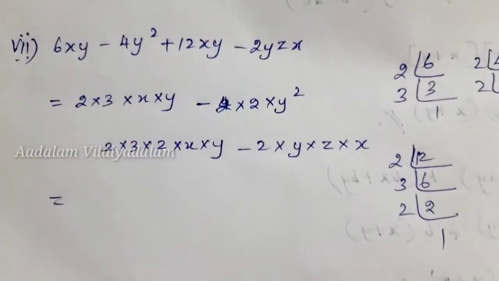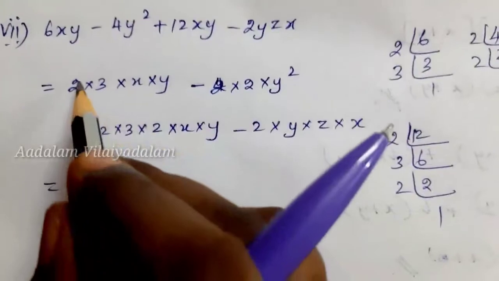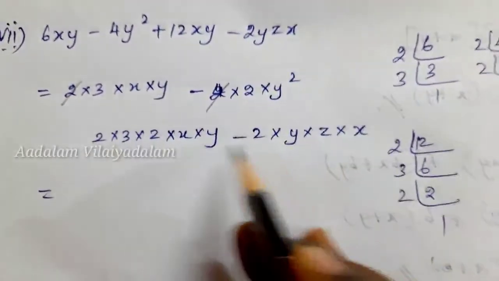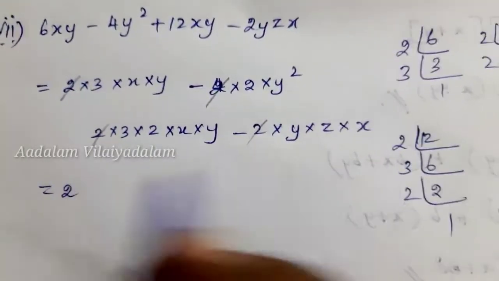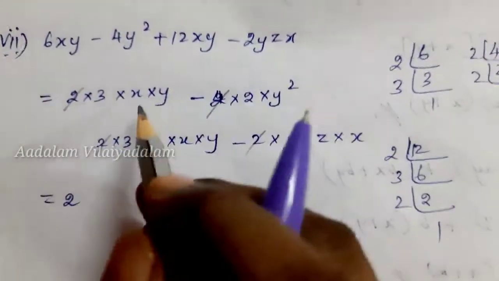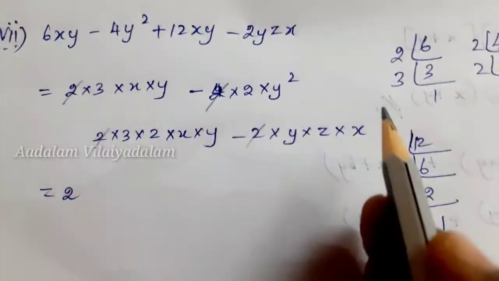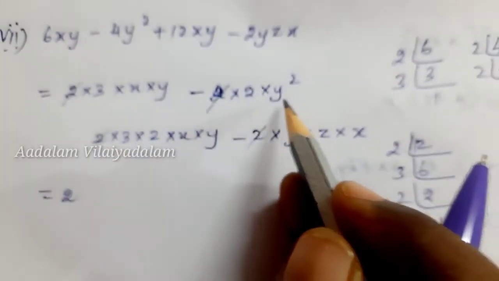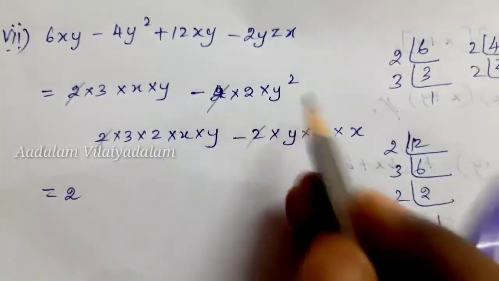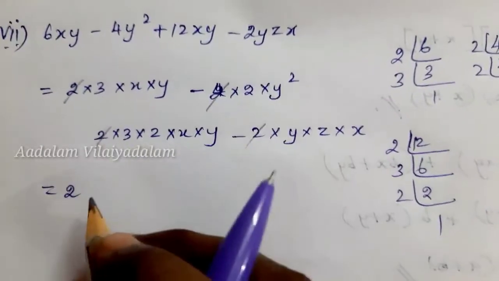Now let's take out the common factors. In each term we can take the 2 as a common. Then 3, here there is no 3, so that is not common. Next skip to the x. Here there is no x in every term, so that is not common.